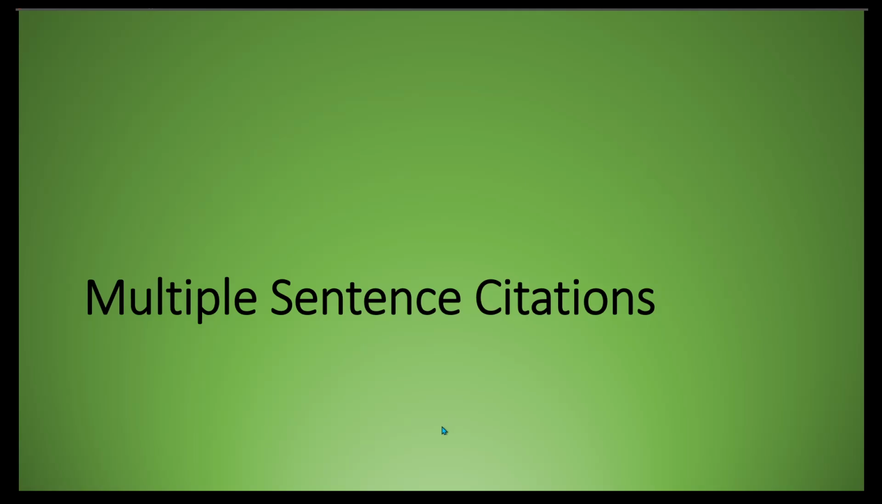Now we need to talk about multiple sentence citations, whether you're citing one sentence. All the examples so far have been single sentences, but sometimes you need 2 or 3. You should keep your citations short, or your paraphrasing short, but sometimes you need to write 2 or 3 sentences to capture the important information. So how do we do that?